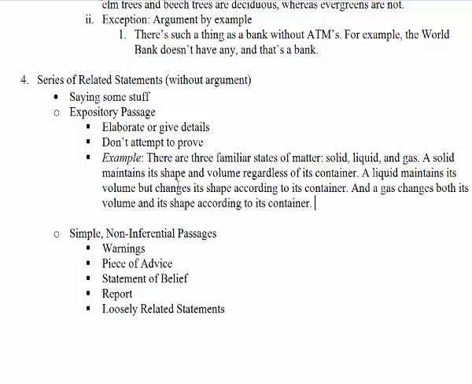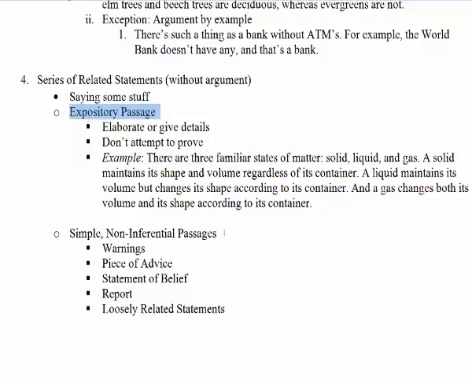So this passage has a sort of main sentence. It's the first one, that there are three familiar states of matter: solid, liquid, and gas. But that's not a conclusion. It's not like the person's trying to prove to you that there are these three familiar states of matter. You don't believe me? Well, a solid does this, a liquid does that. It doesn't make sense that they would be offering you these other statements as proof that there are three familiar states of matter. So instead what they're doing is they're going into detail about it. And this is an expository passage.